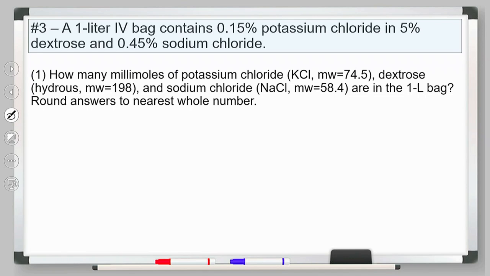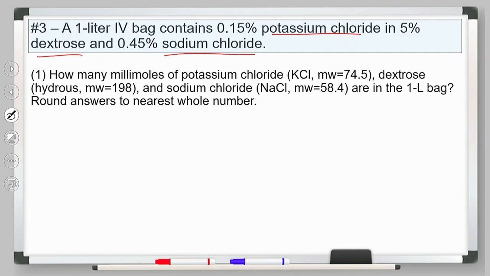We have an IV bag, an intravenous bag that contains potassium chloride at a concentration of 0.15% weight per volume, in a solution containing both 5% dextrose and 0.45% sodium chloride. So there are 3 ingredients in here. Okay, so we're going to have to do 3 things for each of these calculations.